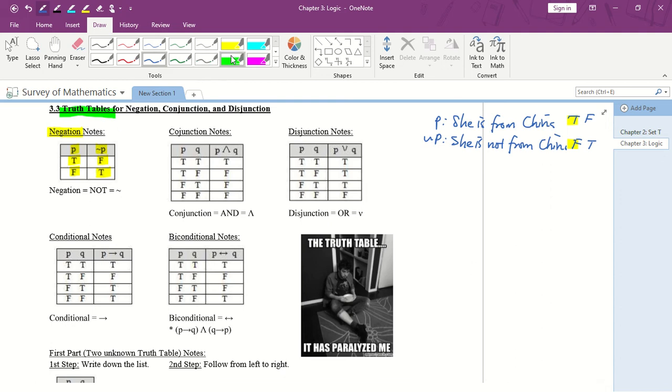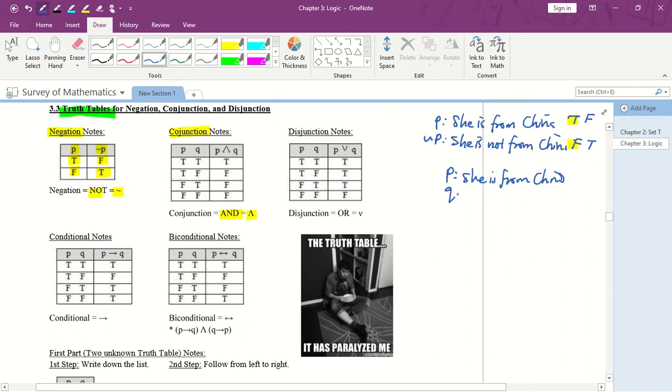And the second one, conjunction. Conjunction, you know, uses the word "and." Negation uses "not." Okay, example: P, we know that she is from China. And I have a Q, I say she is studying in Thailand.